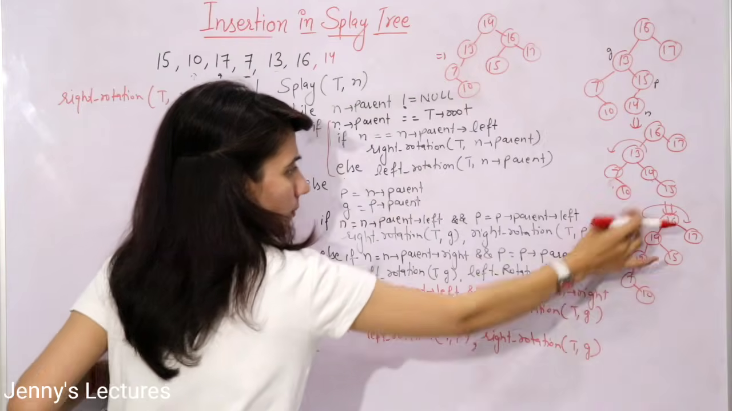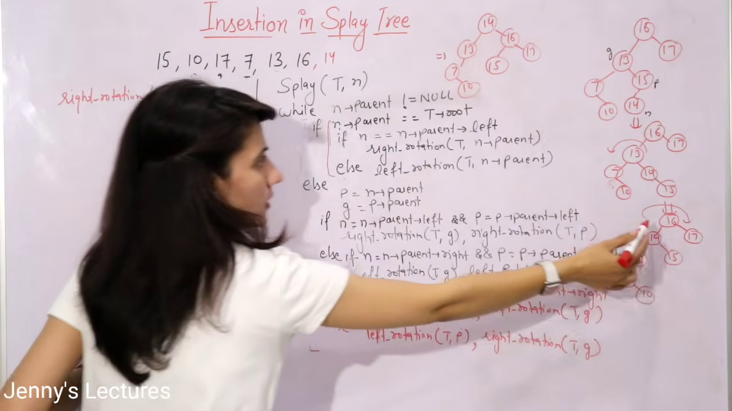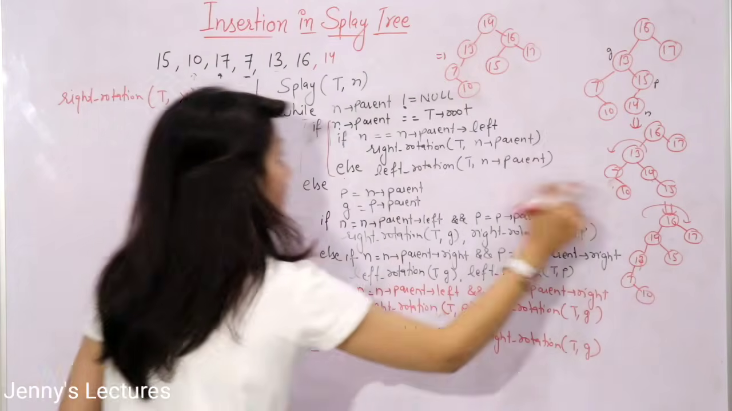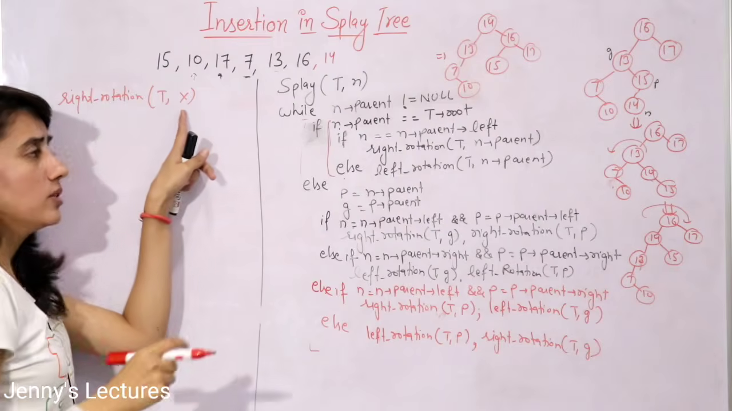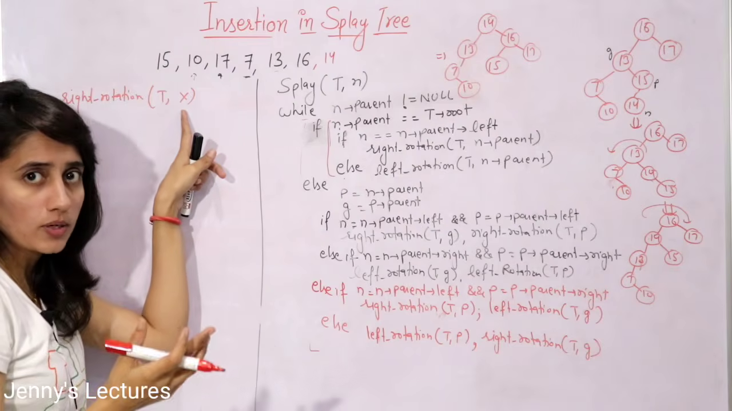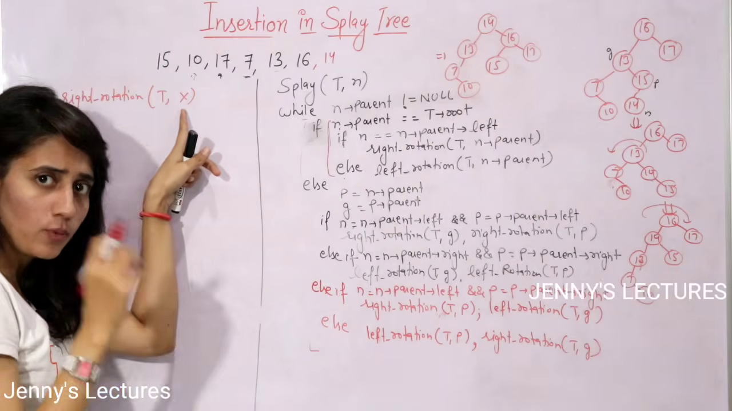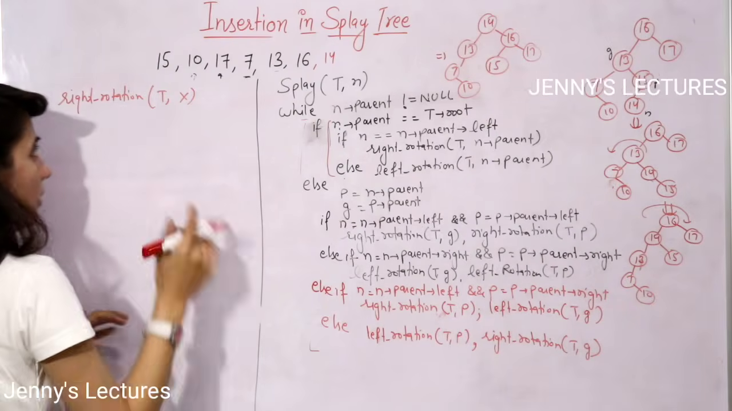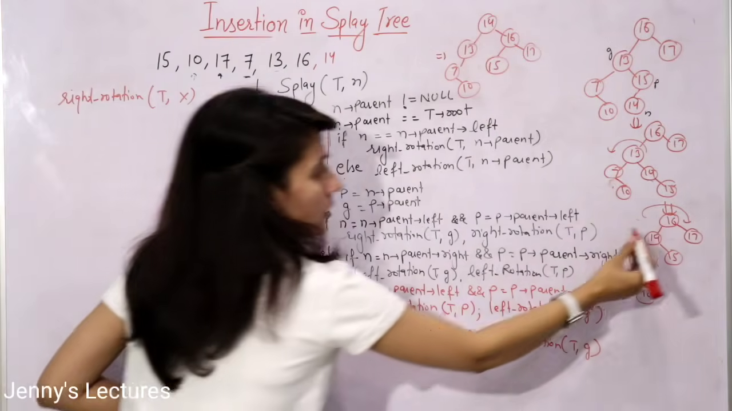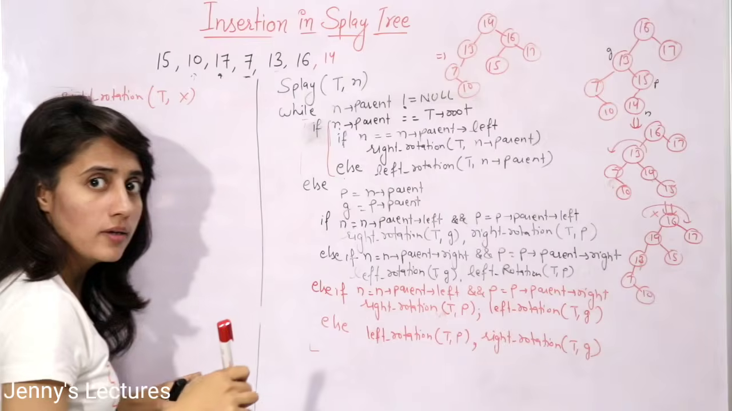Now see, let us take the example of this right rotation of T, and N of parent would be passed. So in this case, suppose I am taking this scenario, N of parent is 16. So the address of 16 would be passed, and here I am receiving that address in X. That is a pointer variable. It is not a simple variable, a pointer variable. You need to take care of this thing.